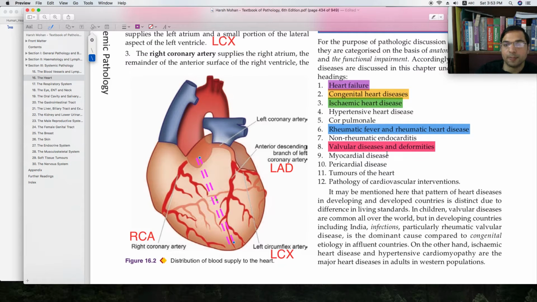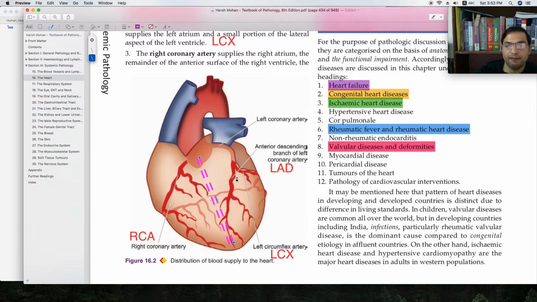Then we have endocarditis, again infective endocarditis. Some bacteria directly go and infect the heart, just like some viruses go and affect the liver. Some bacteria directly go to the heart and infect the heart. Then we have valvular diseases, when the valves in the heart are defective, they are not shutting down or not closing properly, so valve defects.